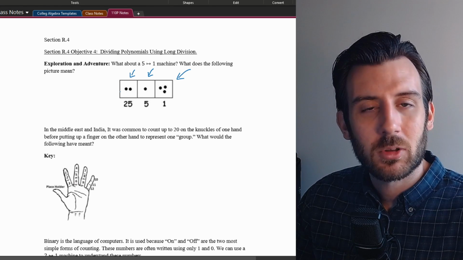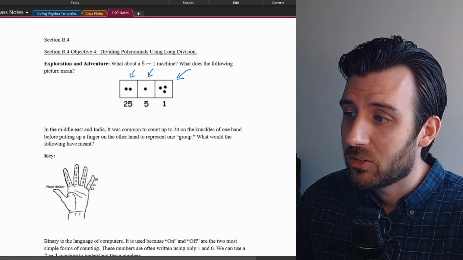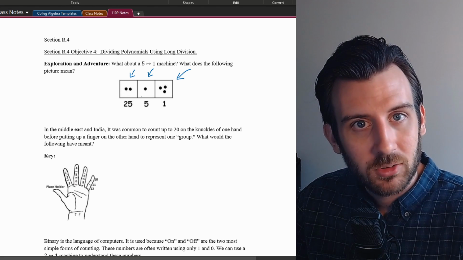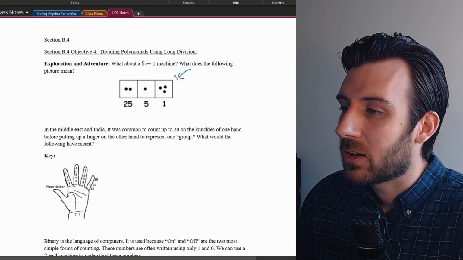Okay, does that make sense? It's almost like we're collapsing, and similarly I could go backwards as well. If I wanted to take one of these dots away in the 25 box, I'd have to put 5 dots in the 5 box. Okay, let me show you why this is a little interesting.